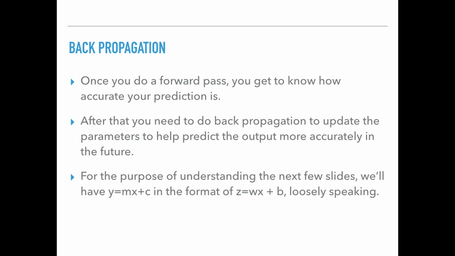Now, we move on to another important topic called backpropagation. So, when you do a forward pass, you get to know how accurate your prediction is. After that, you need to do backpropagation to update the parameters to help predict the output more accurately in the future. Now, for the purpose of understanding the next few slides, we'll write y = mx + c in the format of z = wx + b.